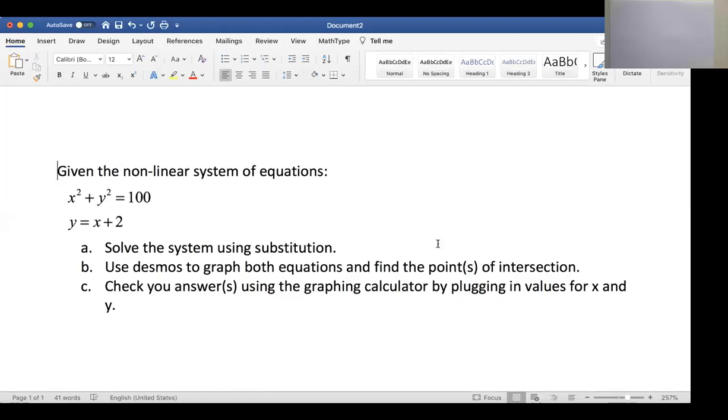Okay, we have a system of equations. x squared plus y squared is 100 and y equals x plus 2. We want to solve this system using substitution. So let's write them down.